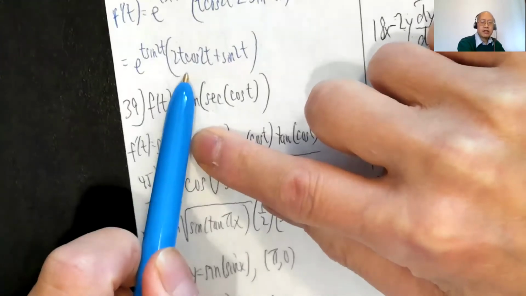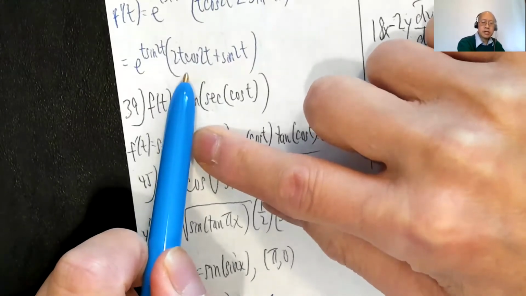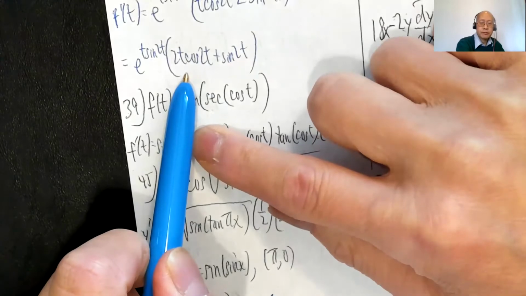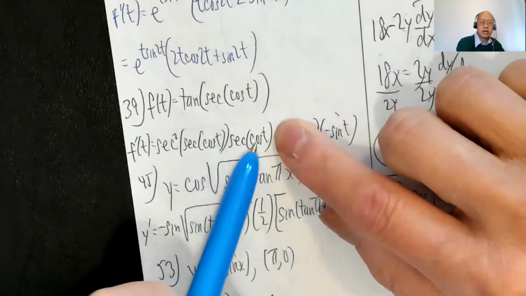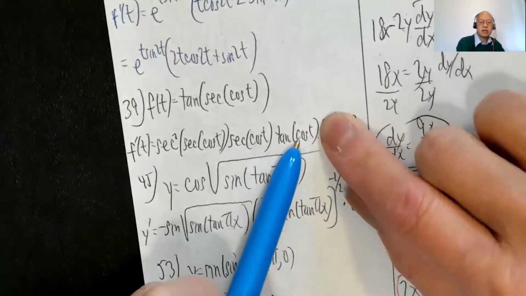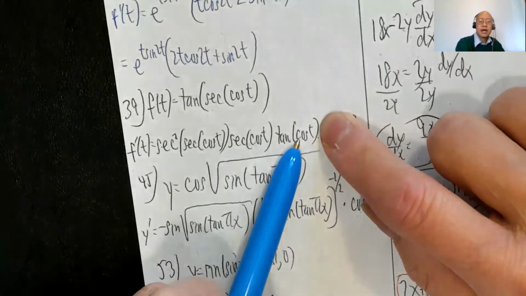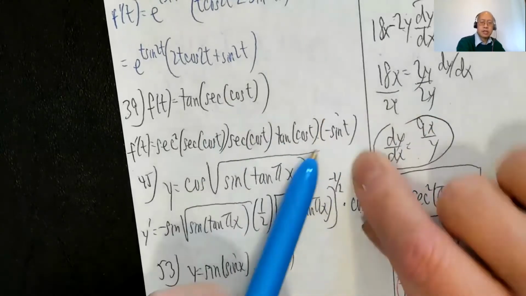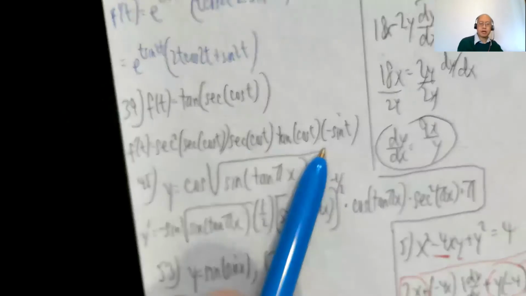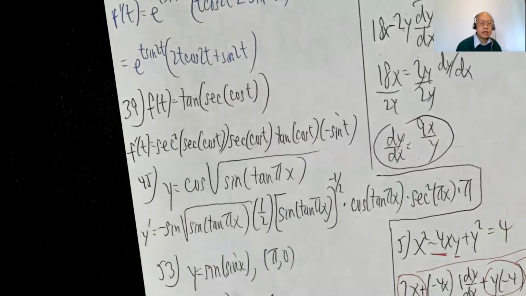So I'm done with the tangent. Now I differentiate secant cosine t, which is a composition in itself. The derivative of secant of something is secant tangent. So secant cosine t, tangent cosine t. And then again by the chain rule, it's times the derivative of the inside function. The derivative of cosine t is negative sine t. And finally, I'm done. And there we go.